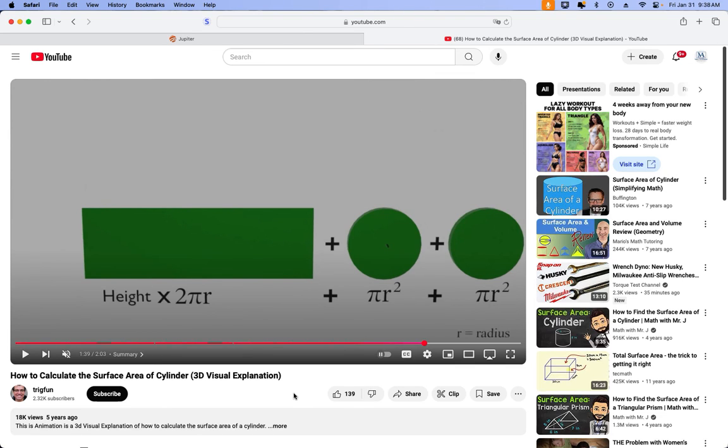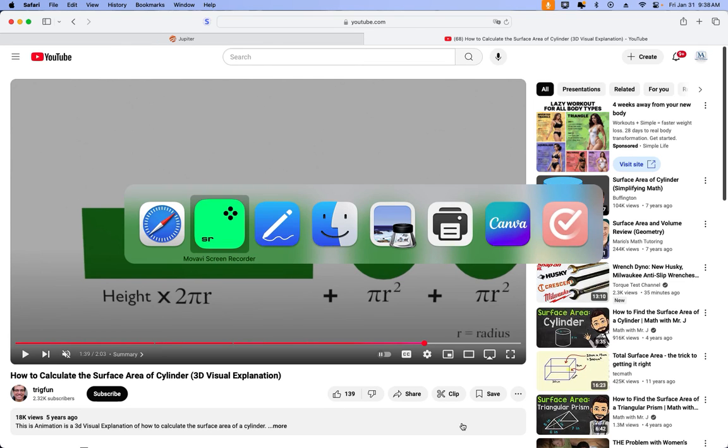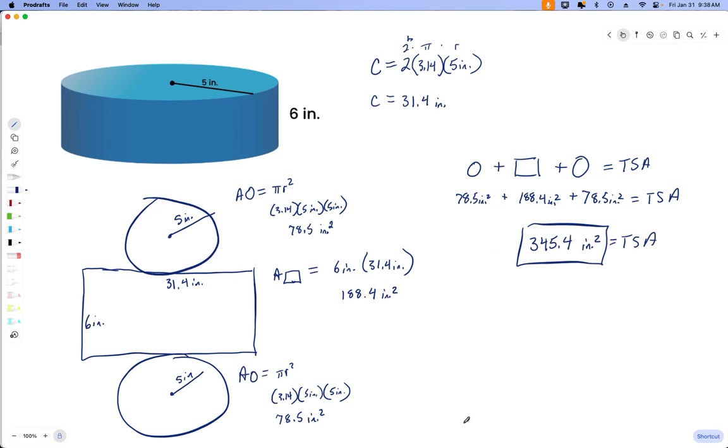So I wanted you to see that. I wanted you to see how it falls apart in a way that, you know, I can only draw it, but this video actually has the 3-dimensional movement to show you how it falls together and how you can pull it apart. So I hope that helped a little bit more with your visualization of the circle on the top and the circle on the bottom and that rectangle that wraps around the sides.